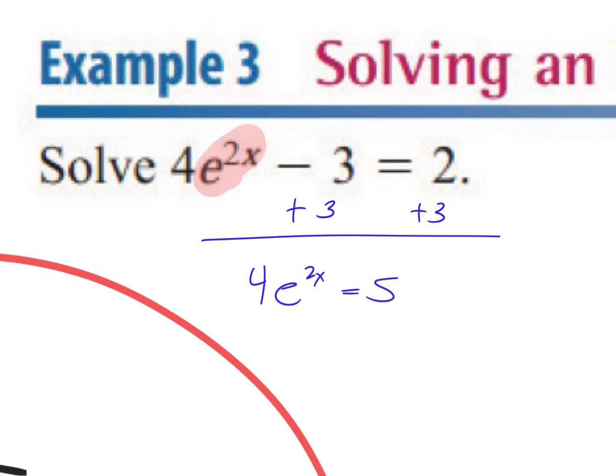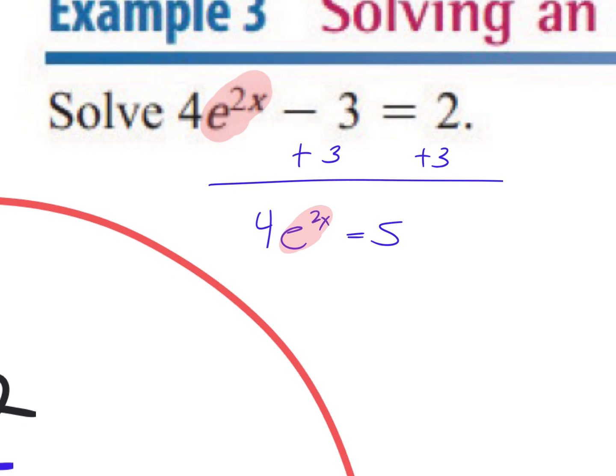Again, I want to get my e to the 2x all by itself. So what do I do? Divide by 4. Perfect. So I have e to the 2x equals 5 over 4. Just leave it. Don't simplify or anything like that.